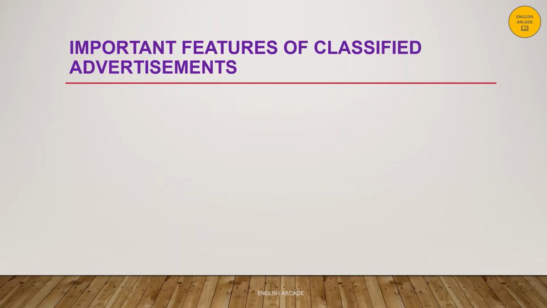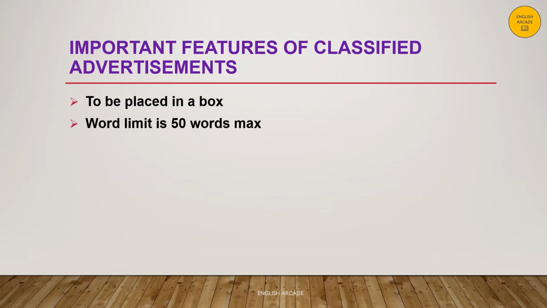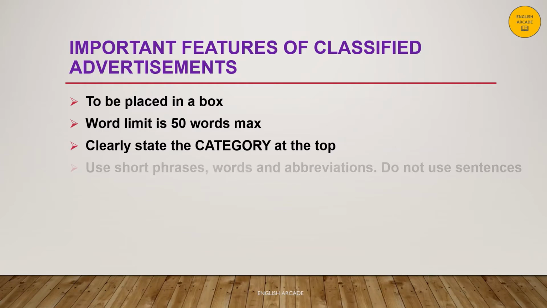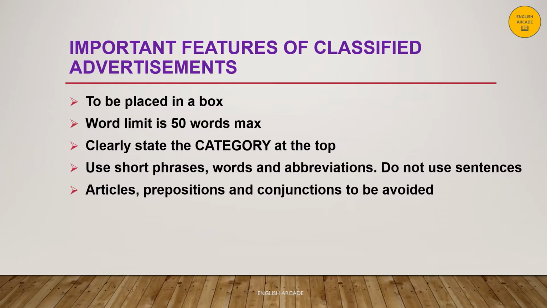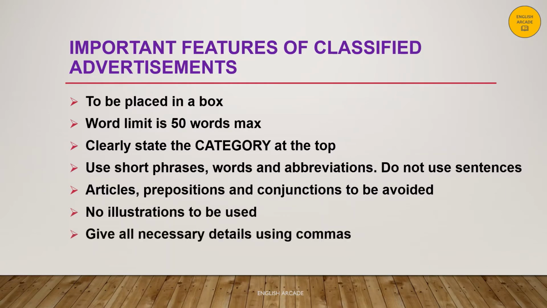Let's look at the important features of classified advertisements. Classified advertisements are to be placed in a box. The word limit is 50 words. We have to clearly state the category right on top. Use only short phrases, words, and abbreviations. Avoid using complete sentences. Use of articles, prepositions, and conjunctions can be avoided. No illustrations or drawings are to be used. We need to give all necessary details using commas and end with contact information.